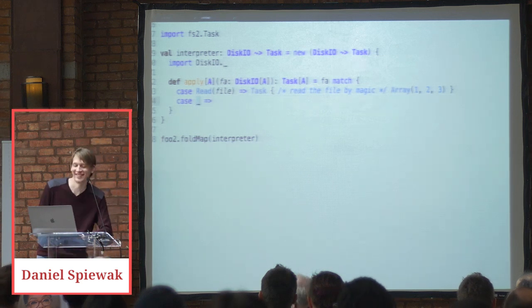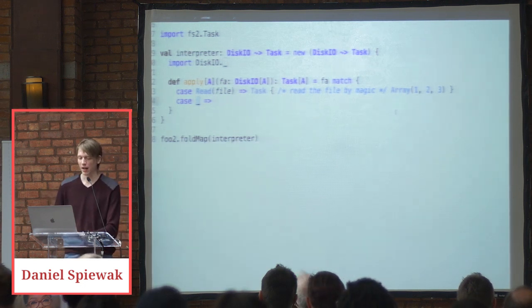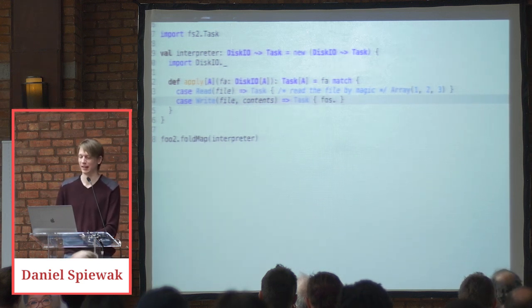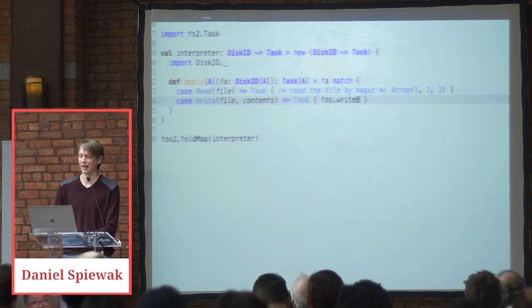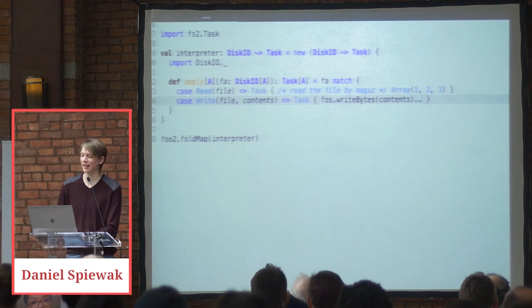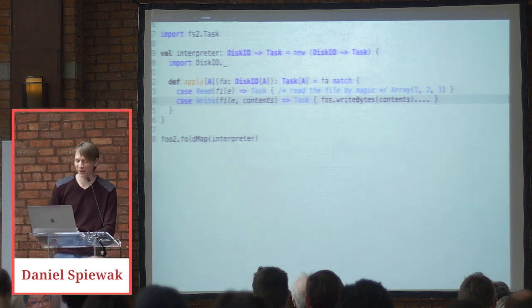Yeah, there we go. All right, so read reads the file by magic and produces whatever bytes are inside of it. Write takes a file name and some contents, and needs to actually write that file out. So again, we're going to do something like FileOutputStream.write bytes, or whatever the function is, with the contents. You guys get the idea. Stuff is going to happen inside of here. This is precisely why I'm not compiling it, Seth, because I wouldn't be able to get away with this.